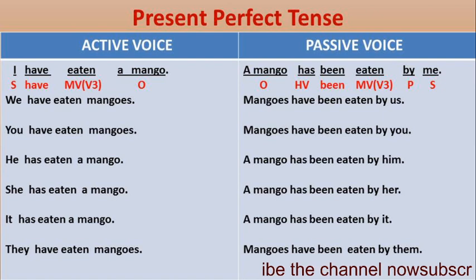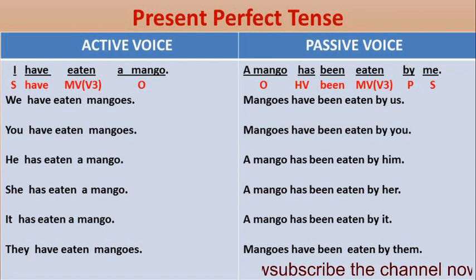She has eaten a mango. A mango has been eaten by her. It has eaten a mango. A mango has been eaten by it. They have eaten mangoes. Mangoes have been eaten by them. This is all about the sentences with respect to the present tense.